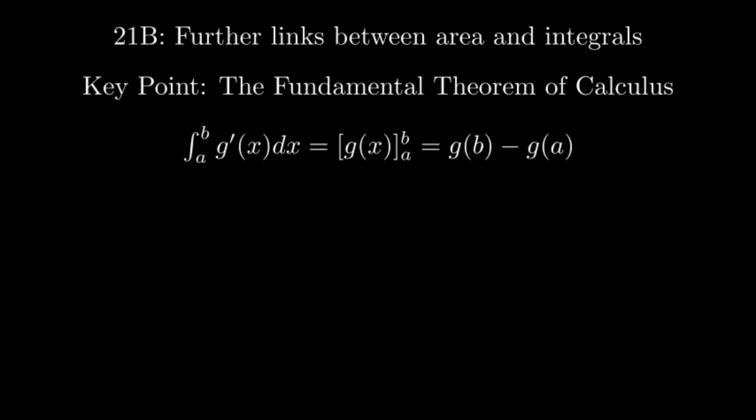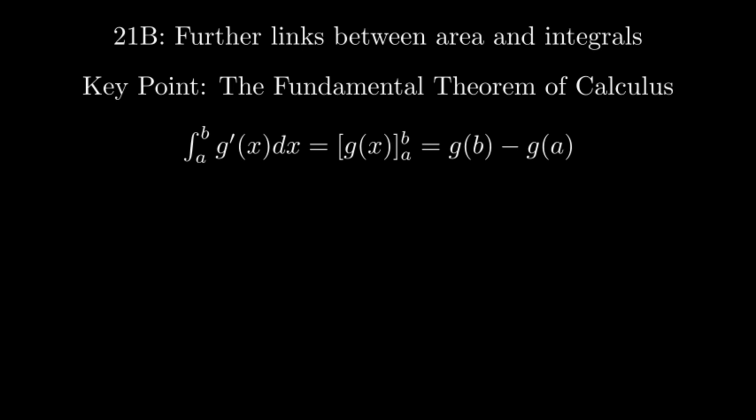Let's break down this notation. The expression in the square brackets with the limits a and b is just a shorthand way of writing g of b minus g of a. So, to find the value of the definite integral, we find the antiderivative of the function we're integrating, and then we evaluate the difference of the antiderivative at the limits of integration.